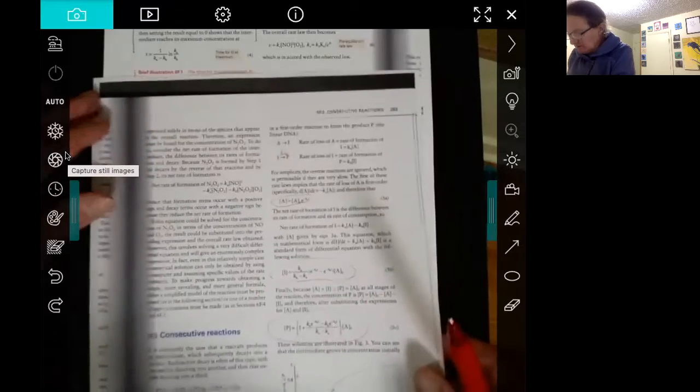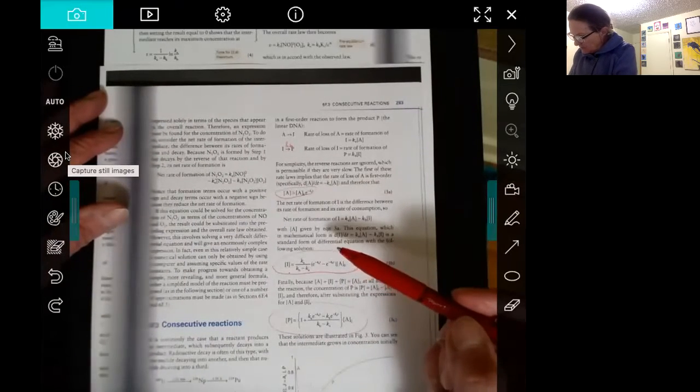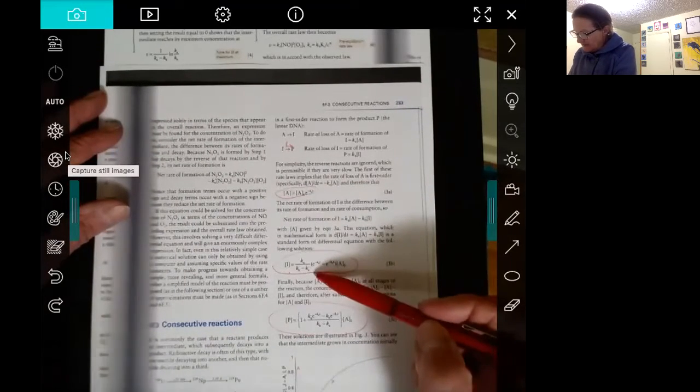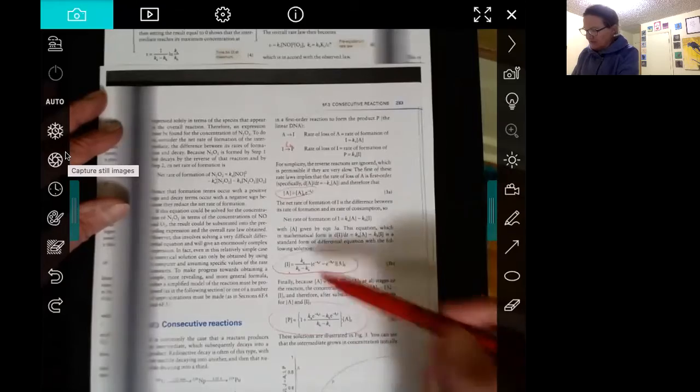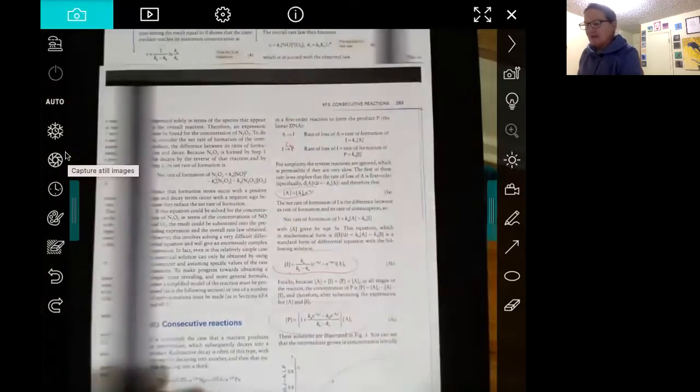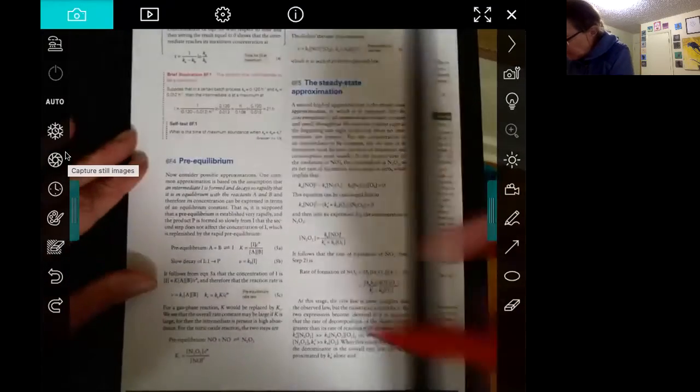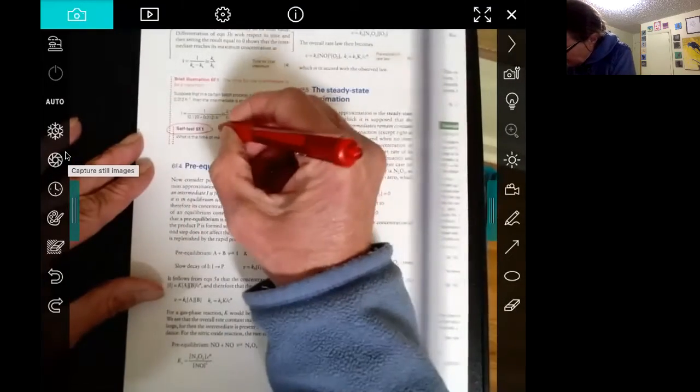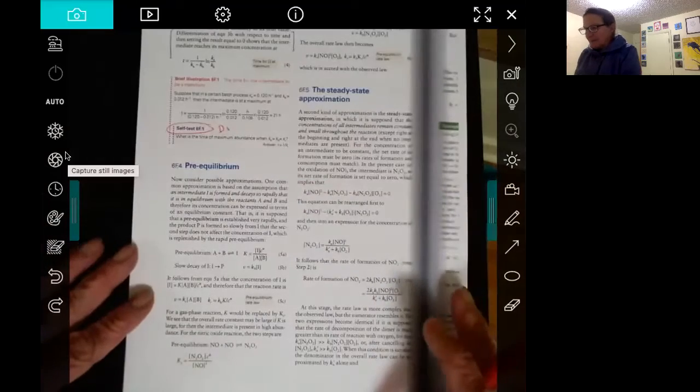And if you look at the concentration of I and you take the derivative and set it equal to 0, you can find where that maximum intermediate would exist. And so that's equation number 4, which you can then go ahead and do that self-test and then come back.